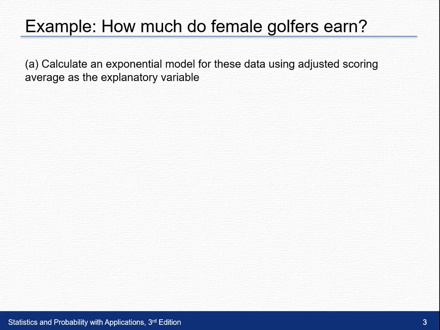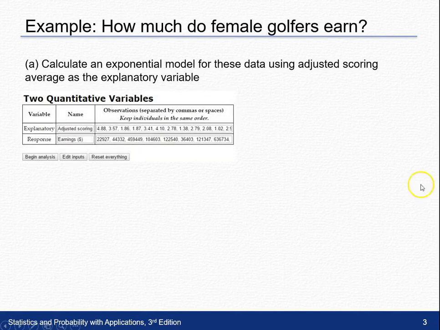the explanatory variable. So what we'd like to do first is open up the two quantitative variables applet that you have. In this applet, what you're going to do is fill in your explanatory variable along with the name, the adjusted scoring average as we were told, the response variable along with the earnings. You're going to type in each of the values in consecutive order and make sure that the earnings pair up with each of those values. So you're doing everything in order.